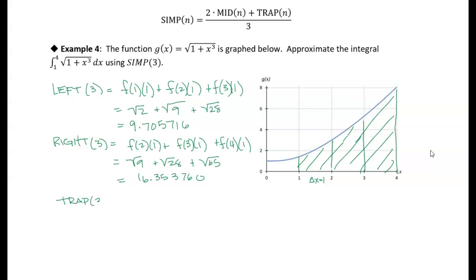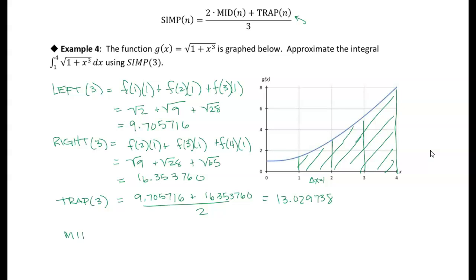All right, so now once we have the left and the right, we can easily calculate the trapezoid rule. So trap 3 is just the average of the two, the left and the right. So I'm going to average 9.705716 plus 16.353760 and divide that by 2. And what I end up with is 13.029738. Okay. All right, so that gives us a trapezoid. We need that. That's this part of Simpson's rule. And now we need the midpoint rule.